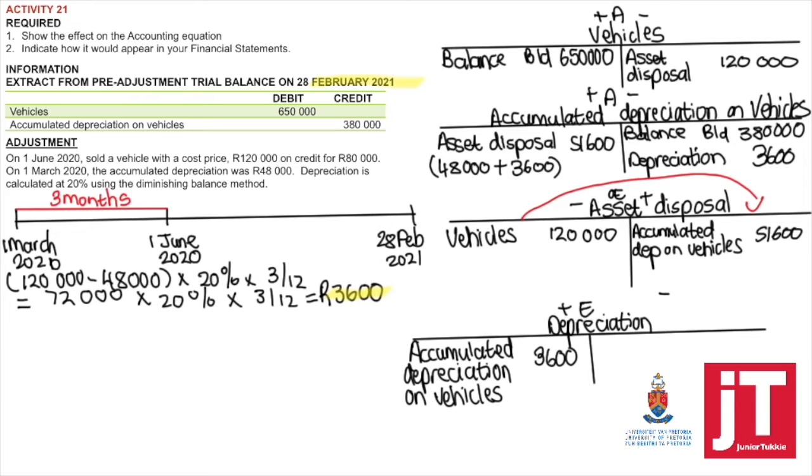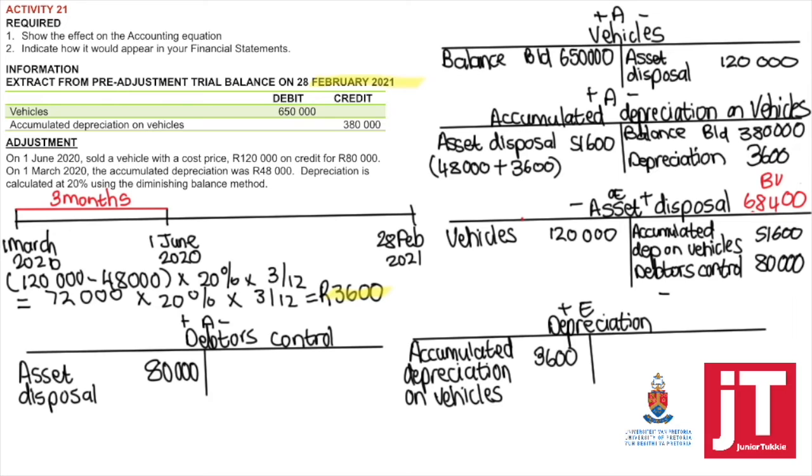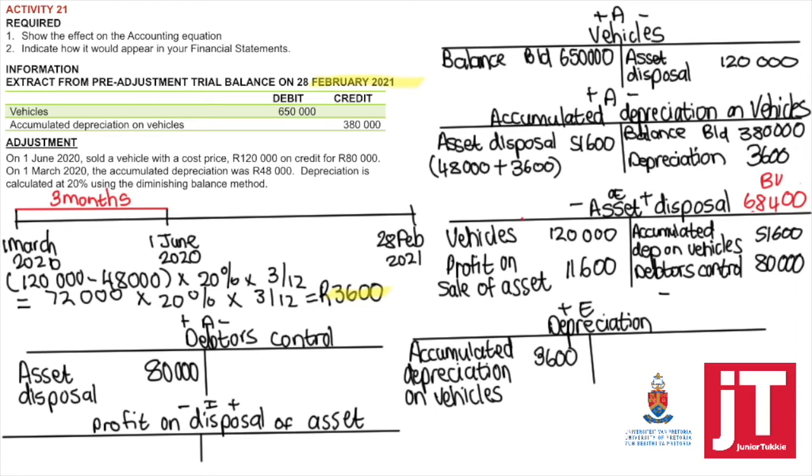Step number 4, record the selling price. We sold it on credit. It means that debtors control would have been debited. If we sold it for more than the book value, it means that we made a profit on the sale of the asset, 11,600. So profit on disposal of asset is going to be credited with 11,600.